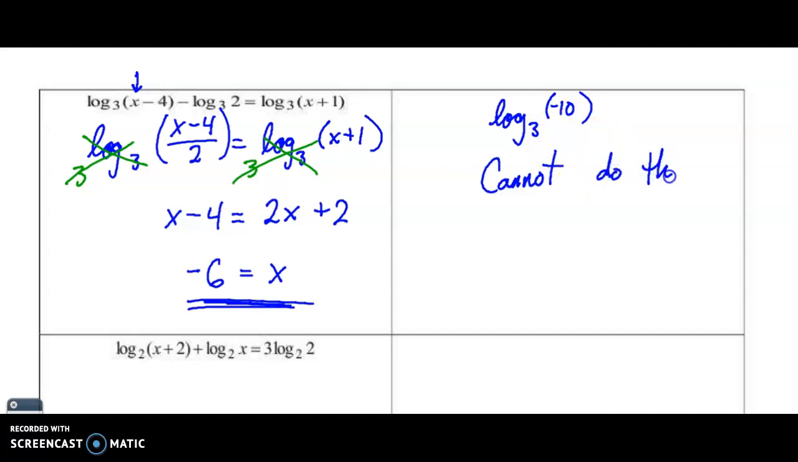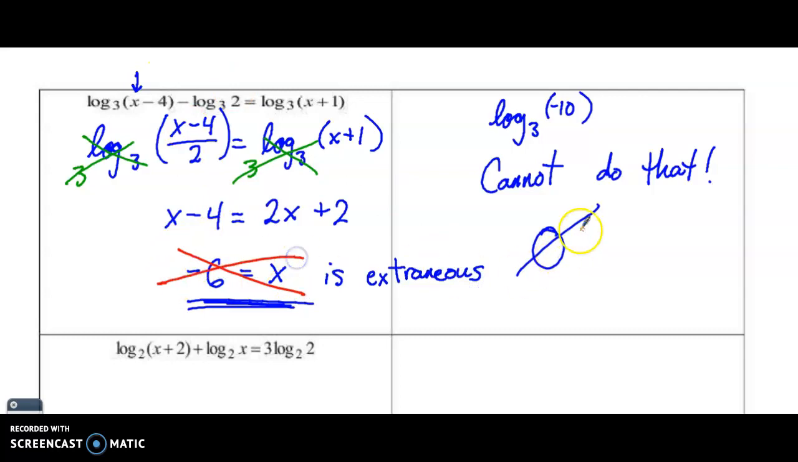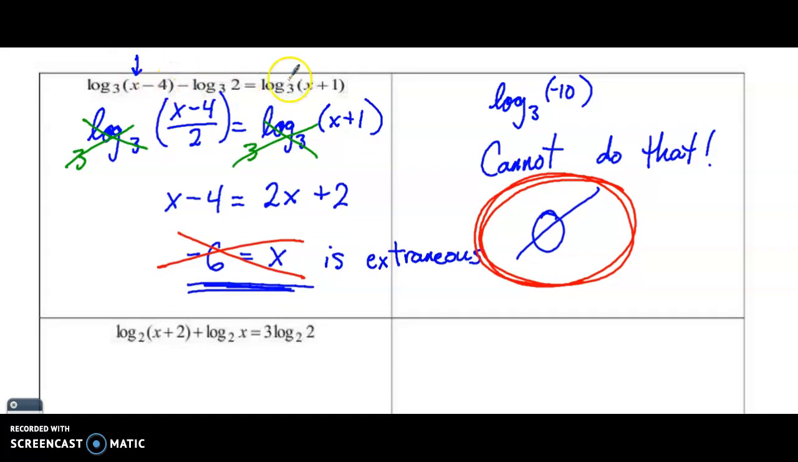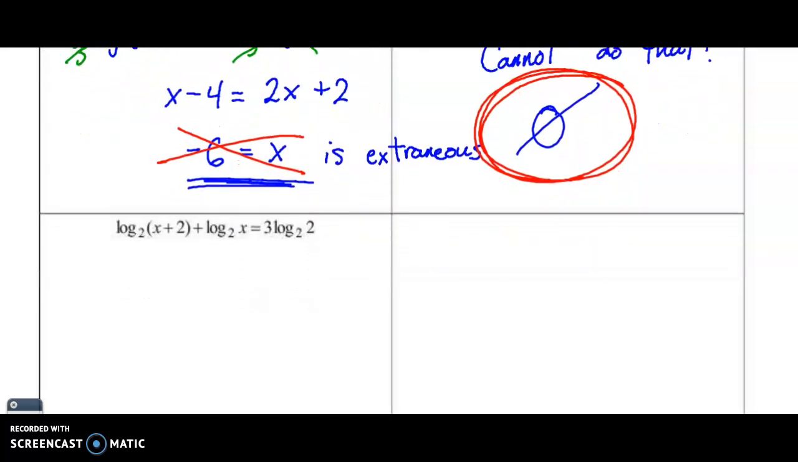I'll just write what I just said. So therefore, there's no solution. This is an extraneous solution. x equals negative 6 is extraneous. And the correct answer, so I'll switch to red to cross this off. The correct answer is no solution. Okay? And once you find one that doesn't work, then it doesn't matter for anything else. But this one's also negative for the record. So let's move on to the next one.